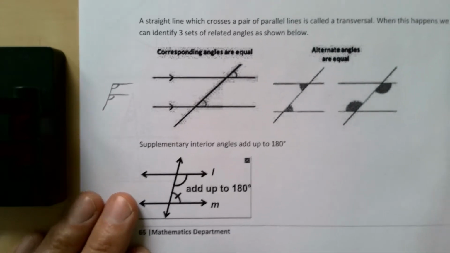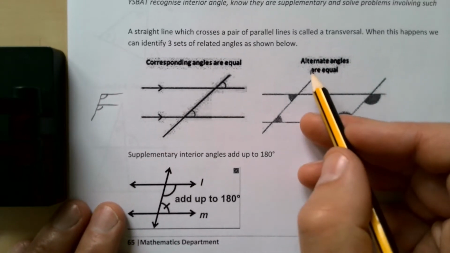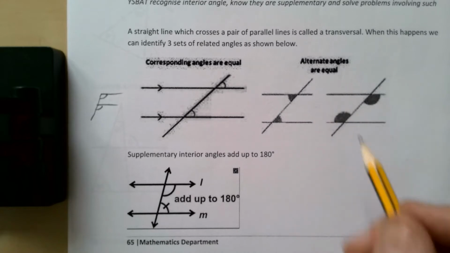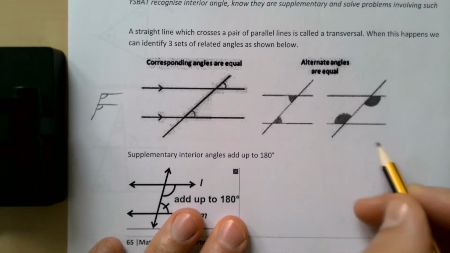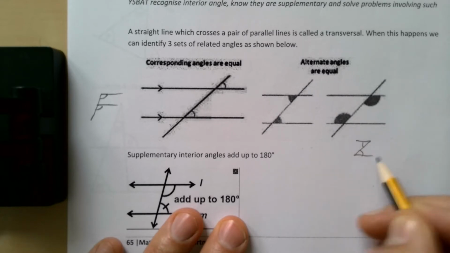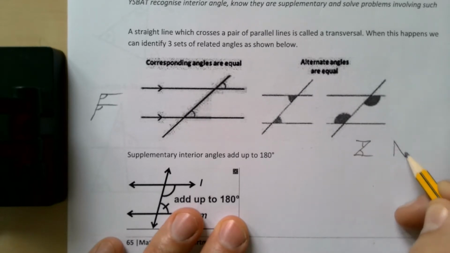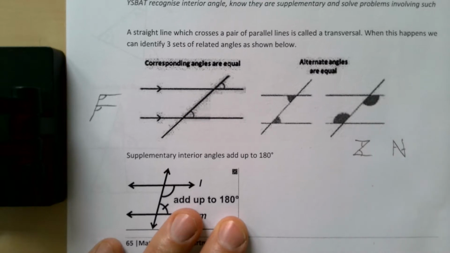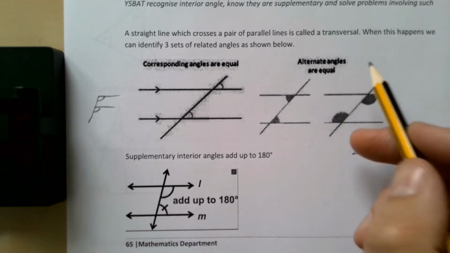Alternate angles are equal as well. I remember that as a Z rule or an N rule. If you do a capital Z, that angle there is the same as that angle there. If these are parallel, capital N is the other option, and those 2 angles there are the same. So those are the alternate ones.